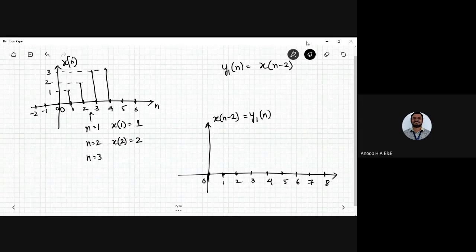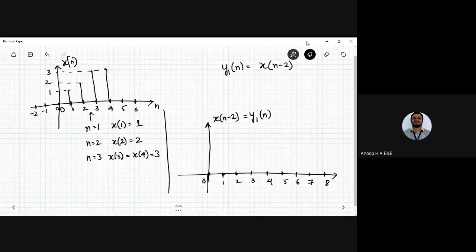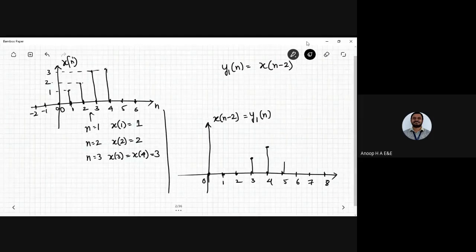At n is equal to 3, x of 3 equals x of 4 equals 3. Okay. So these things you have to keep in mind, and you have to translate the signal towards the right by 2 units. Now what I can see here is at 3, you're going to have 1. At 4, you're going to have 2. And at 5 and 6, you're going to have the magnitude equal to 3. This is 3. This is 2. And this is 1. Okay. Hope you have understood. And all the remaining values are set to be 0.